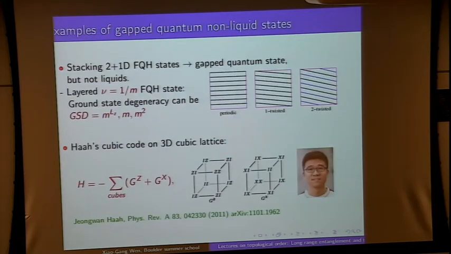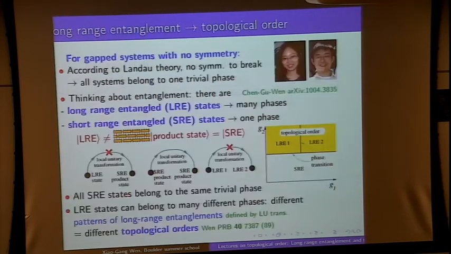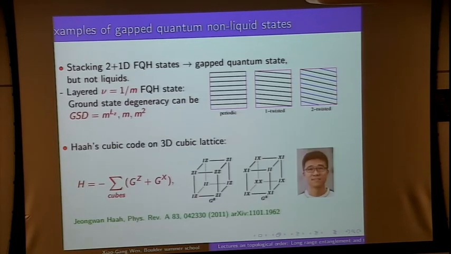I emphasize liquid. Here I assume we are doing quantum liquid states, meaning those states that can dissolve into product states. Actually, there are examples of non-liquid gapped states. So what are those examples? Actually, it's pretty simple. We have heard of quantum Hall states, which are two-dimensional states.